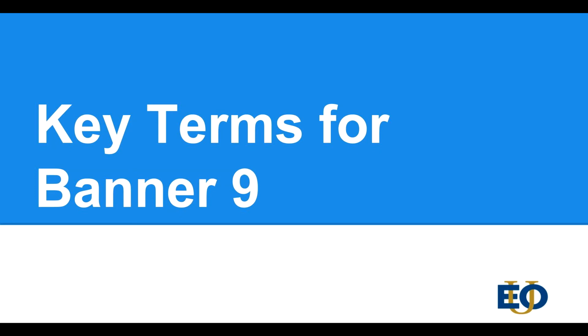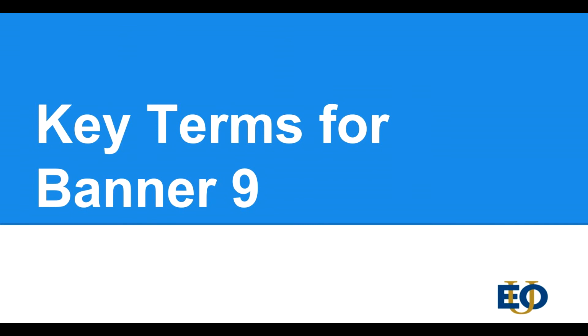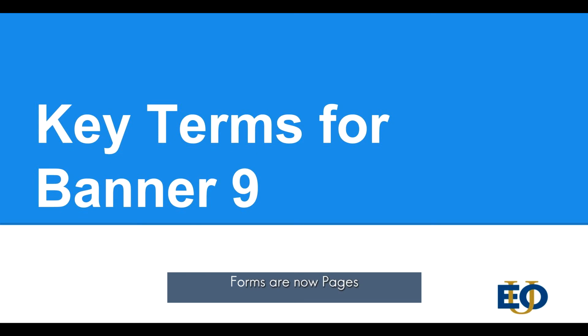At the end of this session, additional reference links will be provided, such as the Aleutian Hub and EOU Knowledge Base. In Banner 9, there are a few terms you might find helpful. Most important is that a form in Banner 8 is now called a page in Banner 9. In this training, I will use Spaden.